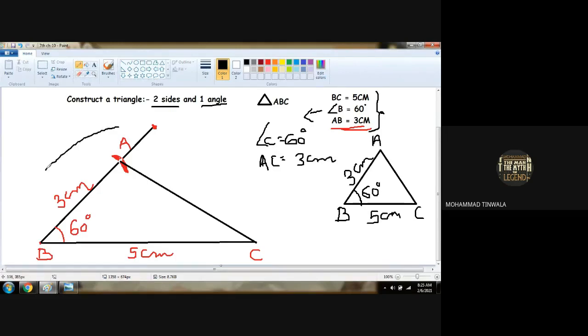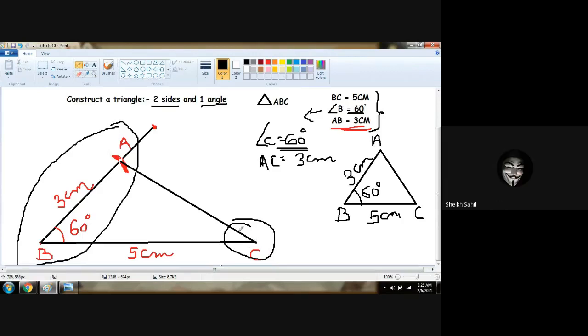The same criteria we did over here, we have to follow from point C, because angle C has to be constructed at 60 degree instead of angle B. So at this point we will construct a 60 degree angle, and if AC is given 3 centimeter instead of AB, from point C we will measure 3 centimeter like this. Do you understand, boys? So it depends on vice versa. Whatever is given, we have to follow that criteria. Understood, boys? Yes, sir.